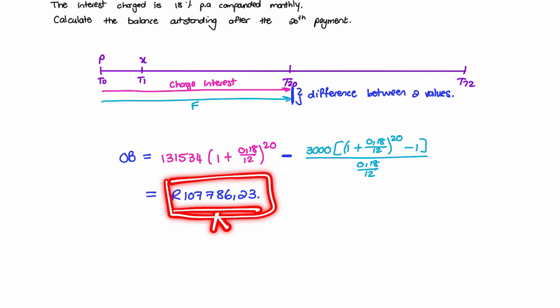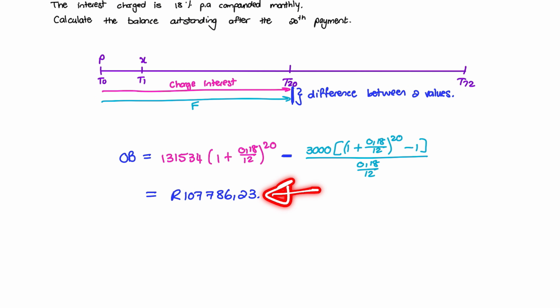So in terms of the capital that we still owe at this point, that is 107,786 Rand and 23 cents.